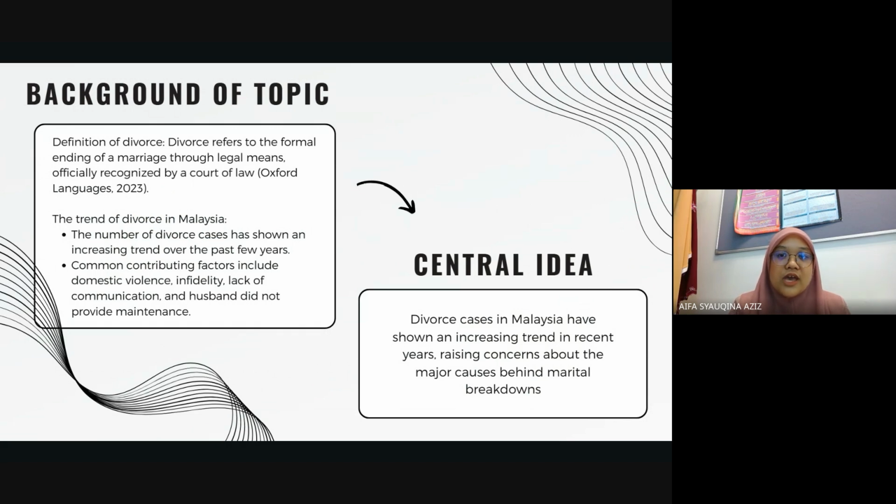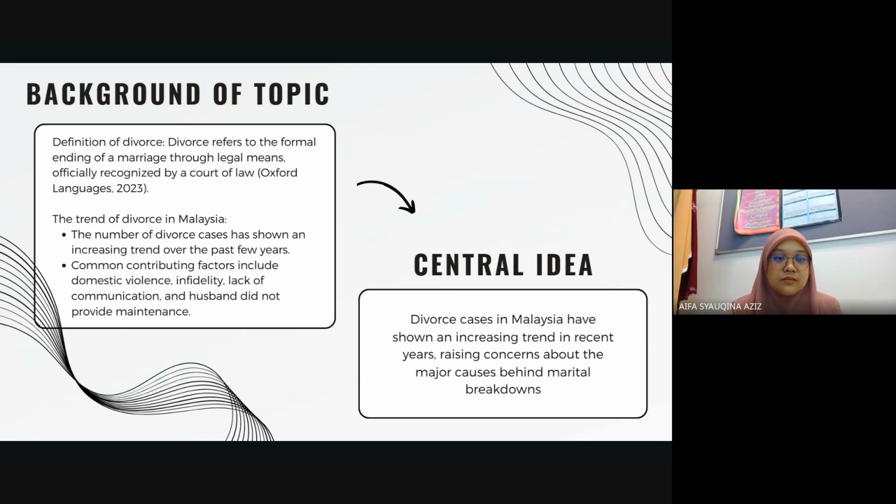Now let's look at the divorce trend in Malaysia. Over the past few years, the number of divorce cases in Malaysia has been increasing. This issue is becoming more serious, especially among younger couples. Several common factors have been identified as contributors to this issue, which are domestic violence, infidelity, lack of communication, and husband did not provide maintenance.